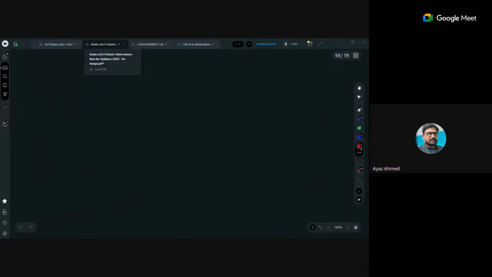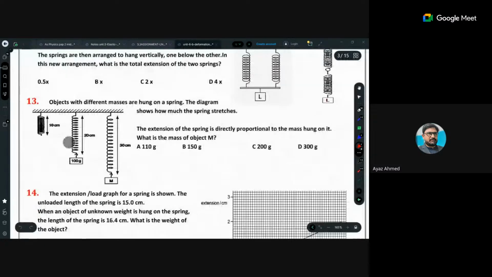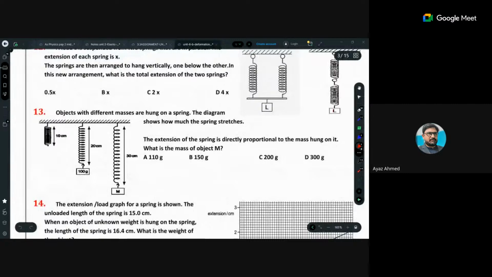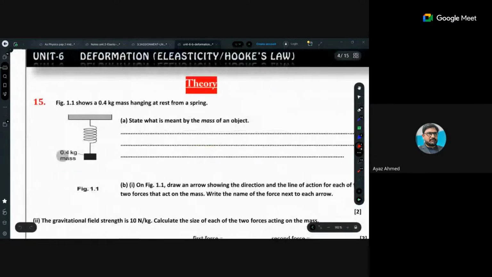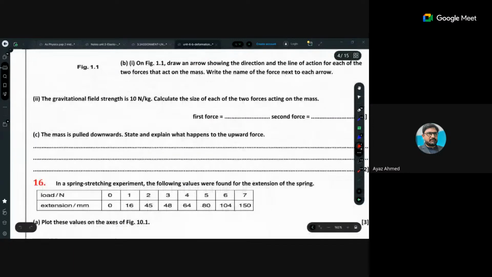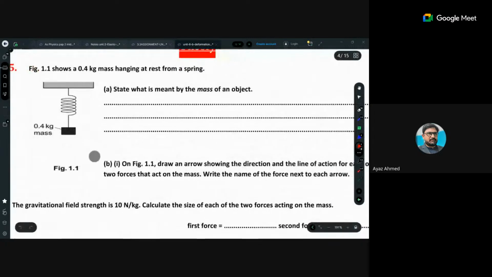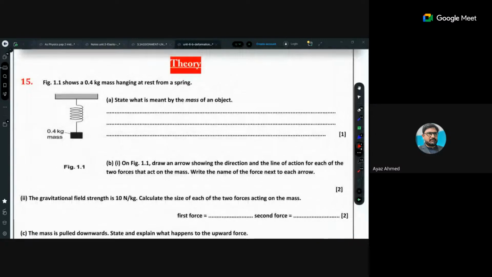Now I will switch to another type of worksheet that I have over here. In this worksheet, let's talk about some theory questions. These are some theory part questions. It is said that figure 1.1 shows a 0.4 kg mass hanging at rest from the spring. Remember this, it is very important information. State what is meant by the mass of an object.